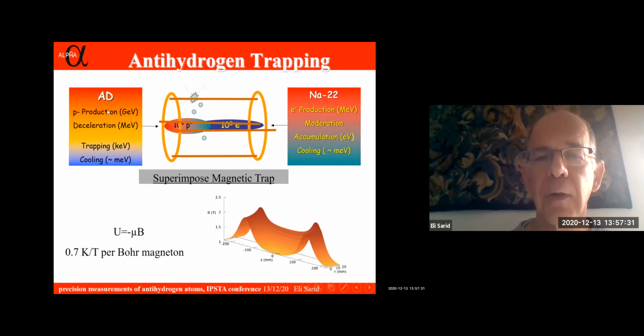So the basic experiment is to get the beam of 5 mega electron volt antiprotons. From this year onward, it will be 100 kilo electron volt. We have to slow it down to low velocities and temperatures, and combine it with positrons that come from a radioactive source of sodium-22.